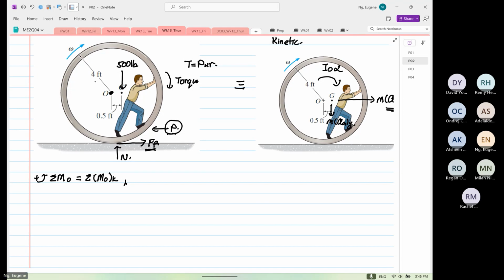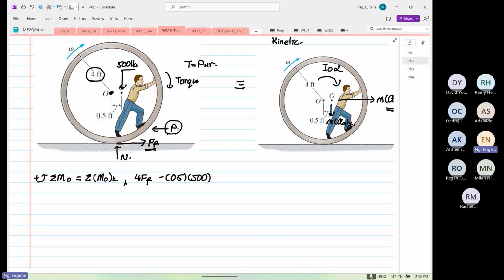We know that the radius is 4 feet over here, so you have 4 FF, right? And then the next one, the 500, is going to act clockwise. Okay, the 500 over here, so minus 0.5 multiplied by 500. Anything else generating a moment? We don't need to consider N because we are taking moments from point O.